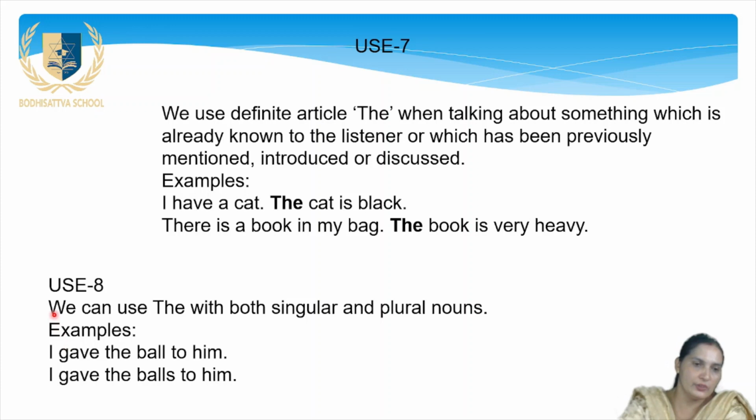And next you can look here, we can use "the" with both singular and plural nouns. Singular and plural nouns, in both situations we can use "the." For example, I gave the ball to him. In this sentence, look here. The ball is a singular noun. So at that time also we can use "the." And in the next sentence, I gave the balls to him. In this sentence, balls is a plural noun, but at that time also we can use "the." So the article is used with both singular and plural nouns.